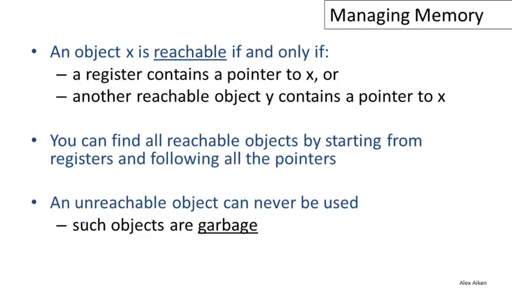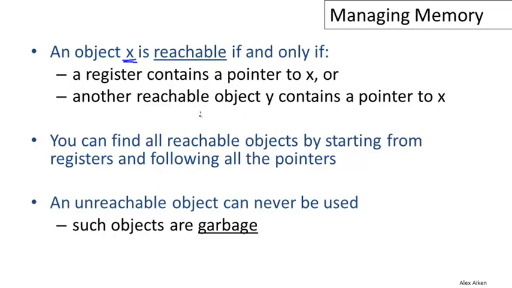Now, it turns out that we need a more general definition of object reachability than this example illustrates. So let's take a look at that. We're going to say that an object X is reachable if and only if one of the following two things is true. So either a register contains a pointer to X. So either the X is reachable immediately from some register. Remember that the registers contain things like the local variables and the intermediate expressions, and they're just the values that the program has immediate access to. Or another reachable object Y contains a pointer to X.